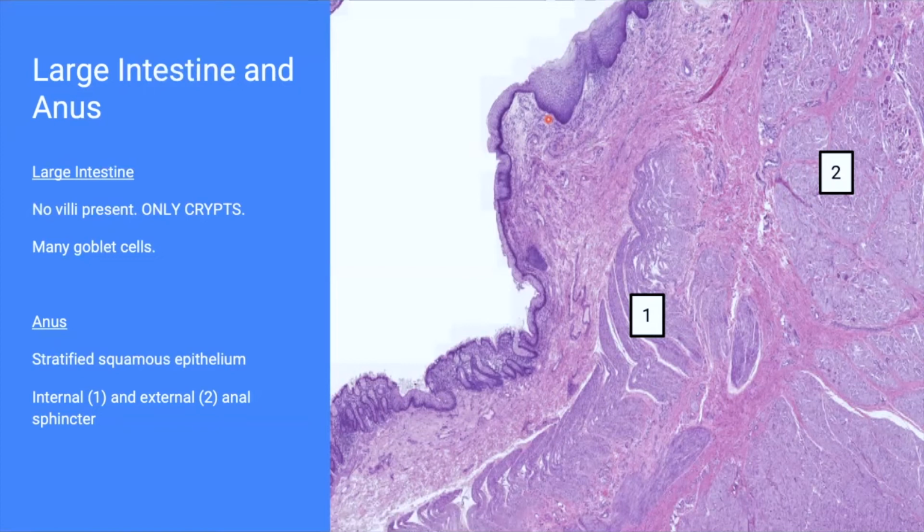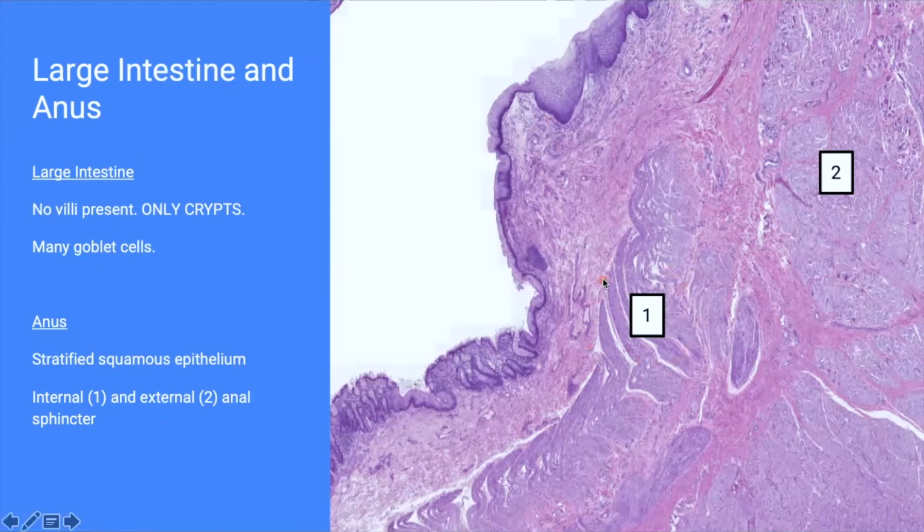So internal structures are not going to be keratinizing. External structures, you could expect to see some keratinization there. So important to note that the transition from rectum to anus shows a transition from simple columnar epithelium to a stratified squamous non-keratinizing epithelium. And then let's talk about these structures here.